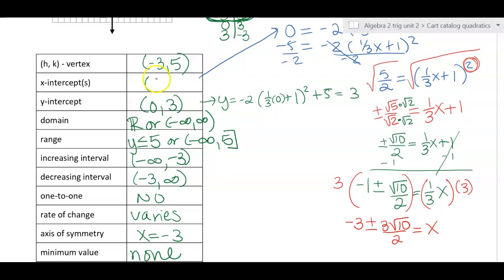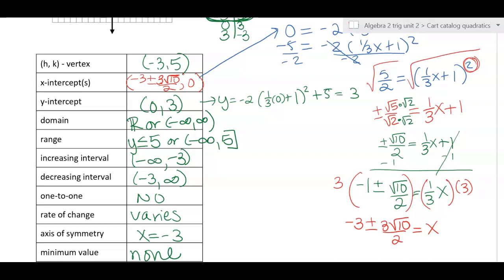So how we would write them as a point is that's how we'd write them. That would be the x: negative 3 plus or minus 3 rad 10 over 2, 0, with a y-coordinate of 0. How many x-intercepts is that? 2. Because the negative 3 can be added with that weird fraction, or the negative 3 could be subtracted with that fraction. So it would give me 2 values.